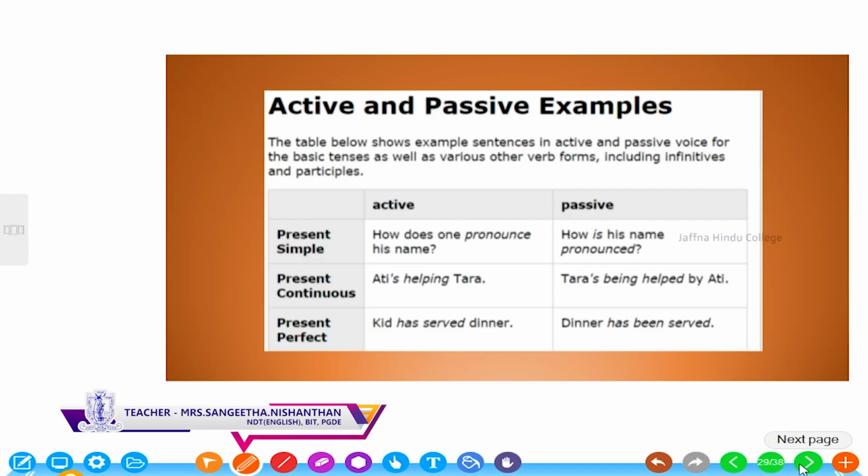Another example, present simple. How does one pronounce his name? This is the question. How is his name pronounced? Adi is helping Tara. It is in present continuous. So, Tara is being helped by Adi. Kid has served dinner. The object is here. Dinner has been served by kids.